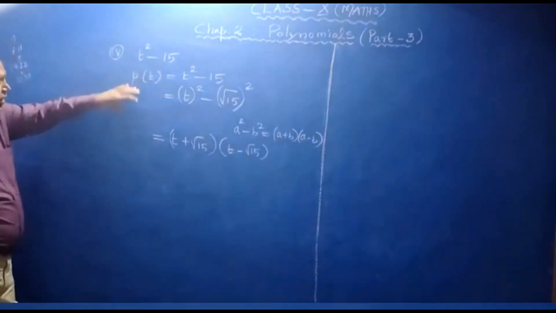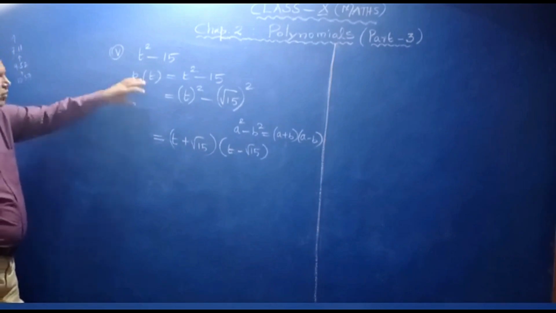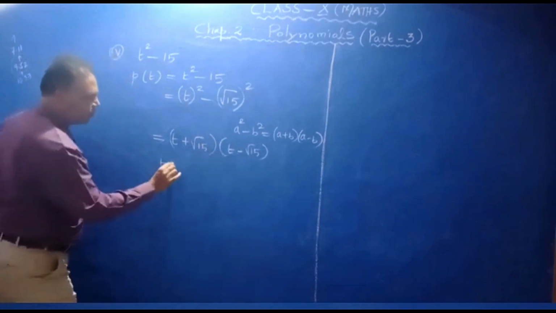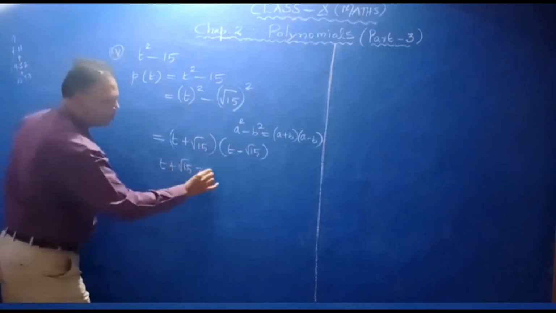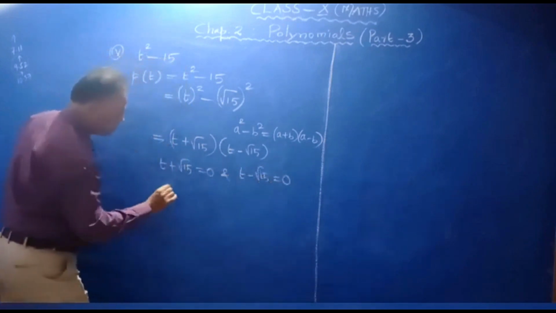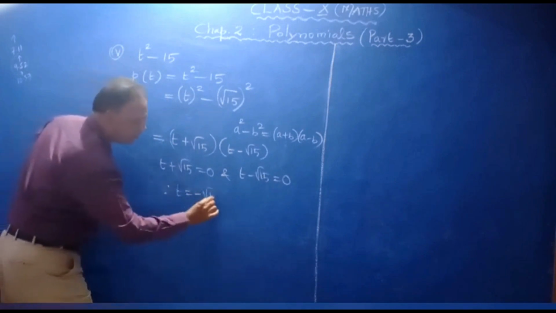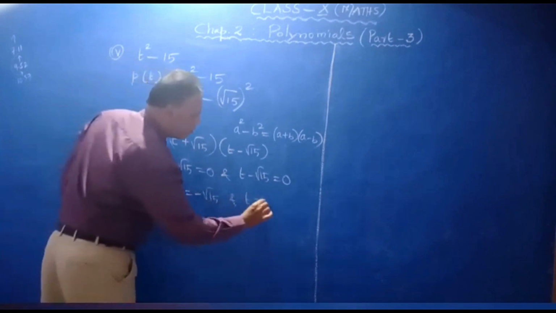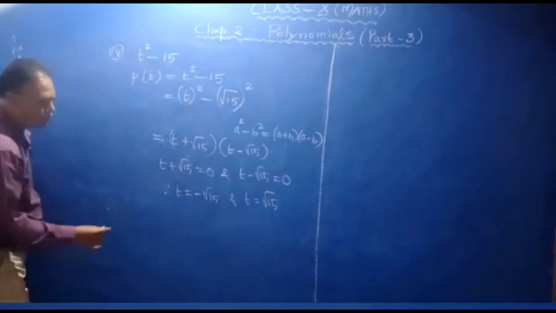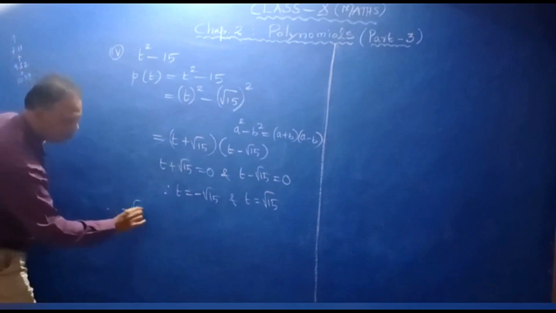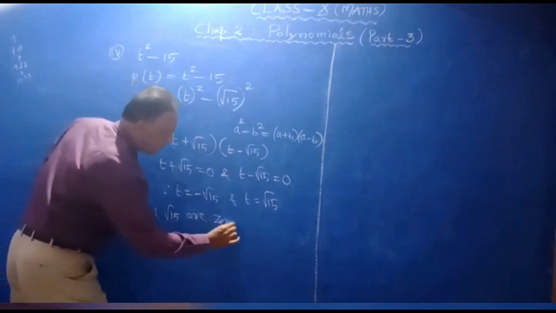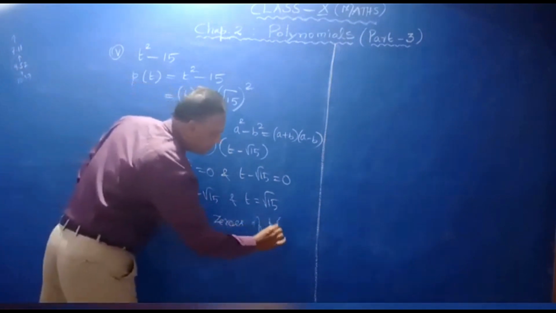Now you have to make this value 0. Clear? You make the value of the polynomial 0 to get the zeros of the polynomial. So t plus root 15 equal to 0 and t minus root 15 equal to 0. Therefore t equal to minus root 15 and t equal to plus root 15. So two zeros you got. Therefore minus root 15 and root 15 are zeros of p of t.